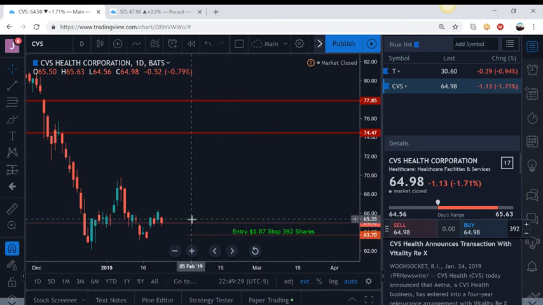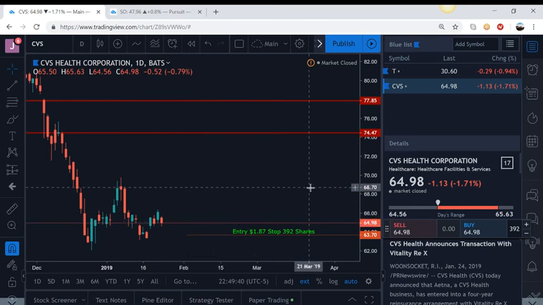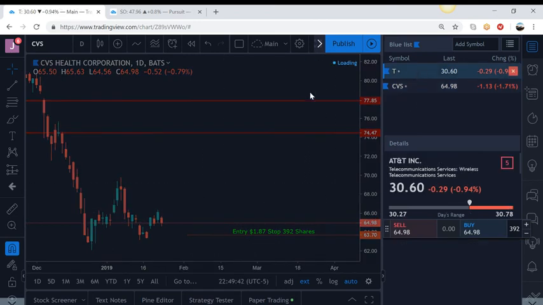But this one I think has gone far enough that my stop loss is now at break even. So even if it reverses and goes completely against me, it's just going to stop me out at 0. So I can't lose any money on this trade. The only thing I have at risk right now is AT&T.